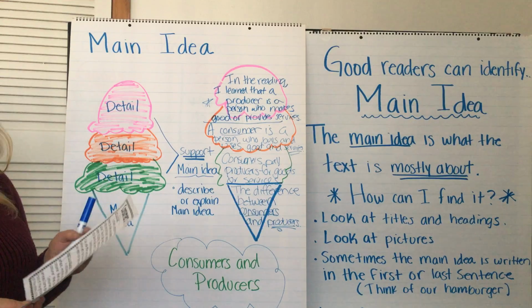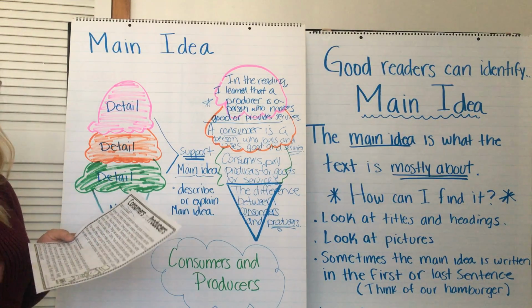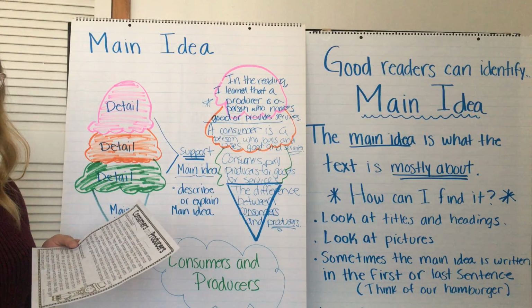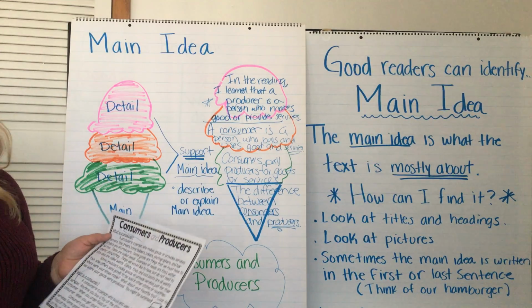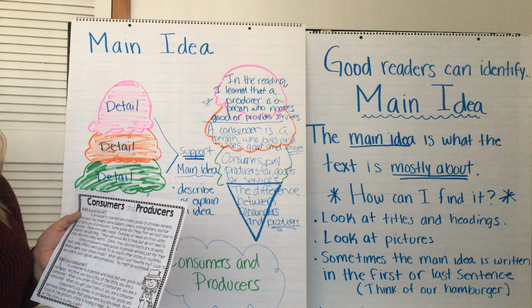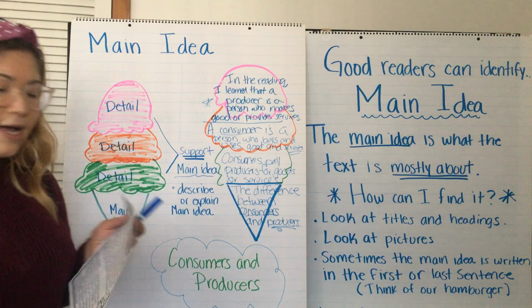All right, so now we're gonna be moving on to independent practice. This is where you go into Epic, read a book on the same thing, consumers and producers, and you yourself go and find those important facts that are going to help you learn more about consumers and producers. All right, guys? Good luck.